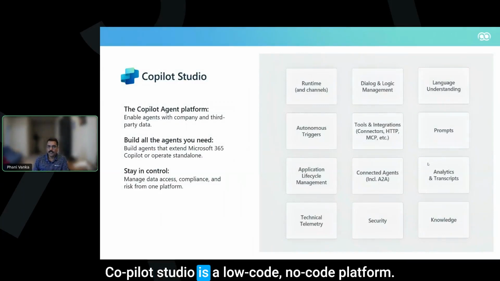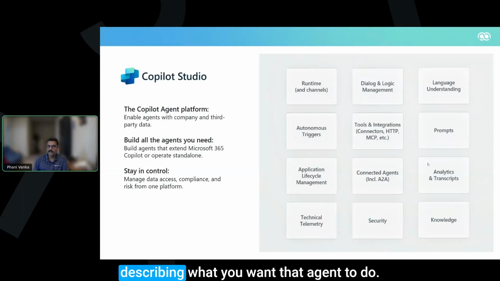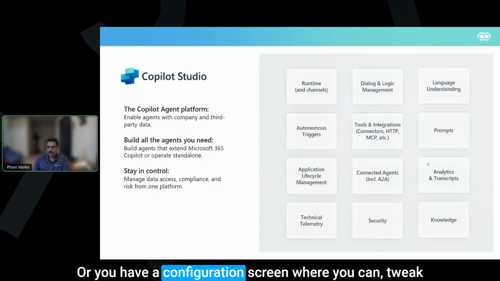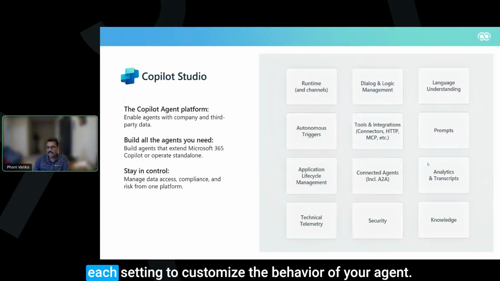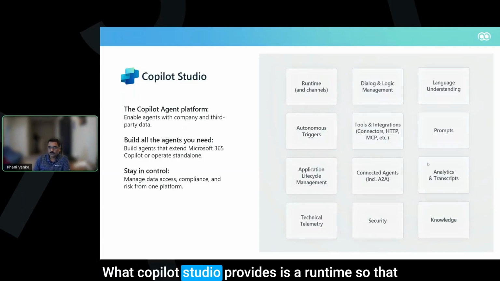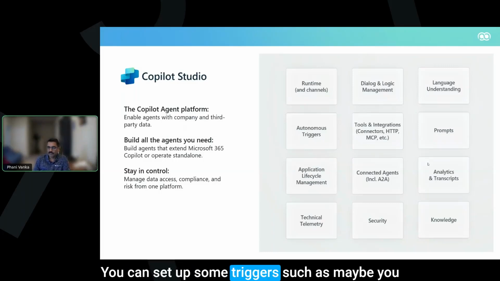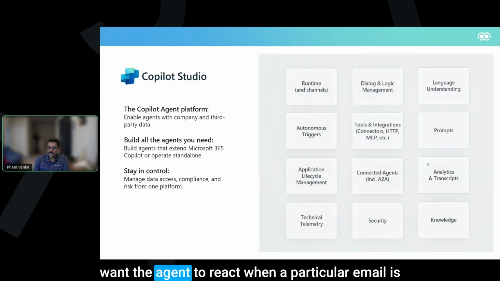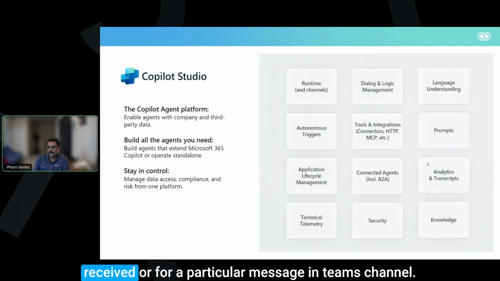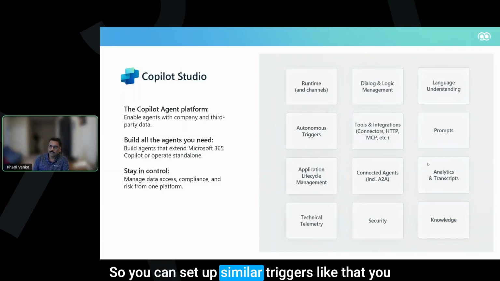Copilot Studio is a low-code, no-code platform. You can build agents by simply describing what you want that agent to do, or you have a configuration screen where you can tweak each setting to customize the behavior of your agent. What Copilot Studio provides is a runtime so that you can publish your agent into multiple channels. You can set up some triggers, such as maybe you want the agent to react when a particular email is received or for a particular message in Teams channel. So you can set up similar triggers like that.